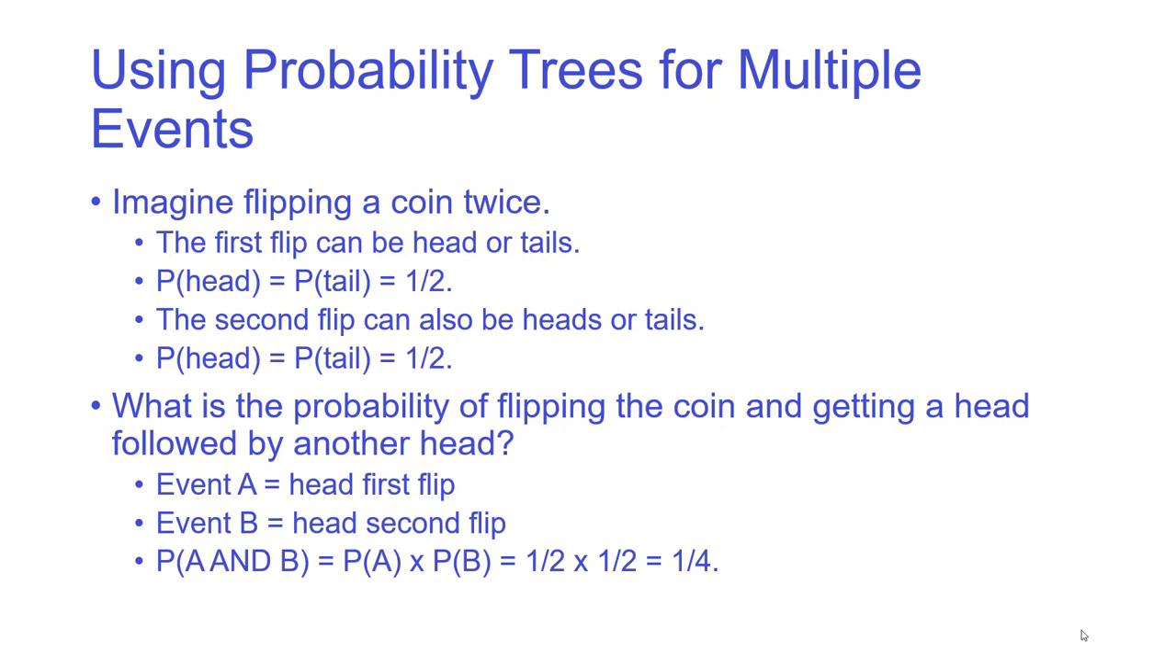Another way of looking at probability and flipping coins multiple times is to construct a probability tree. So imagine flipping a coin twice. The first flip could be heads or tails, so the probability is half. The second flip can be heads or tails. So what's the probability of flipping a coin and getting a head followed by another head? So head first and head second. So you've got the probability of A and B both being heads. So you multiply the two together. Half times a half equals a quarter.